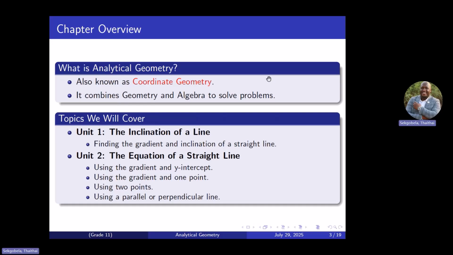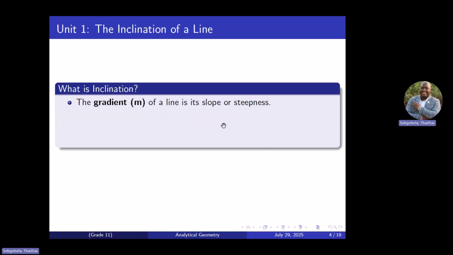Then the second one will be the equation of a straight line. From grade 10, you might have done some of this, where you've done the equation of a straight line using the gradient and one point given, which is the y-intercept, and then using the gradient and one point, and then using two points, using a parallel or a perpendicular line. So we'll explain that further as we go on.